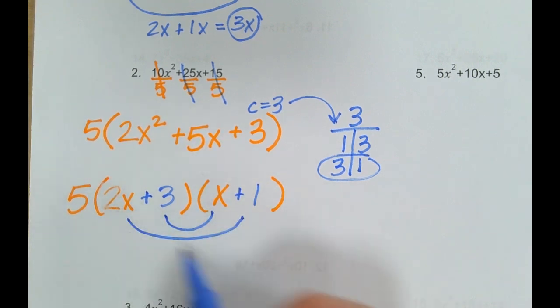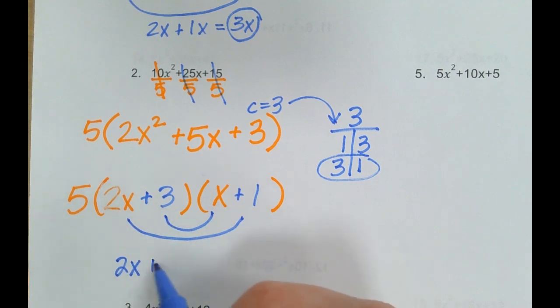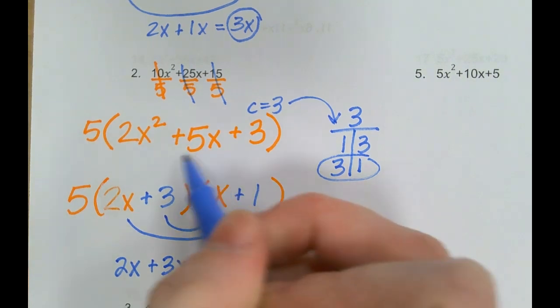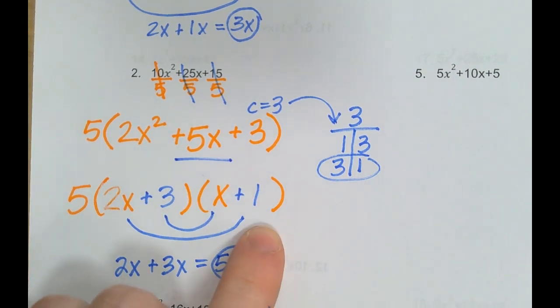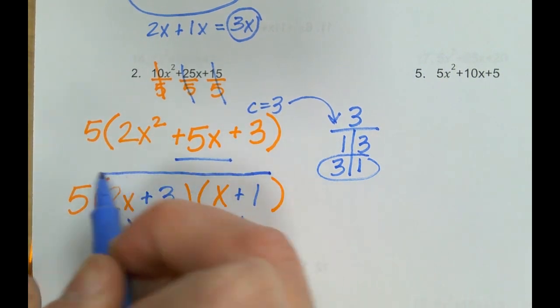What is 2x times 1? 2x. What's 3 times x? 3x. What's 2x plus 3x? 5x. That's our middle term. So this is correct. It is fully factored at this point.